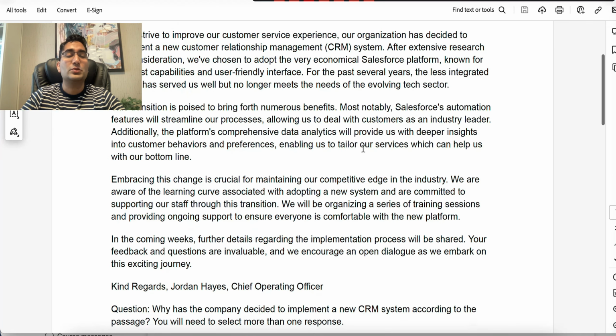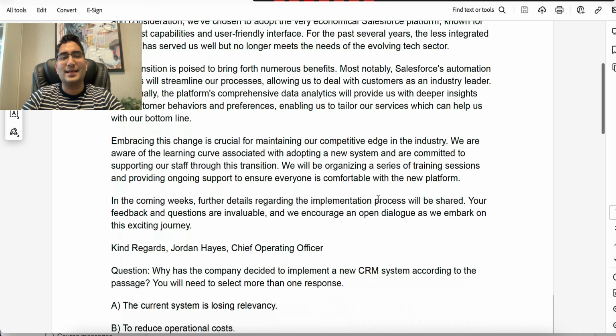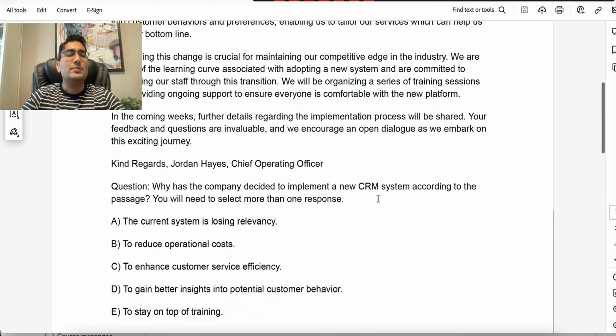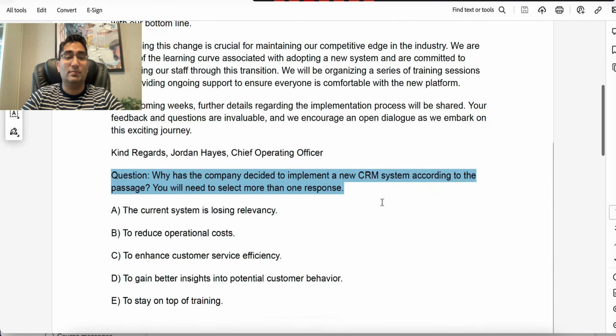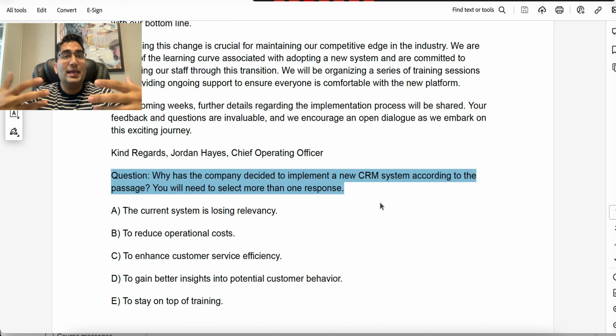Now I'm going to go to the next one and read it exactly in that way. Once I'm done, by this time, when I read the question, I'll have a very good idea of what the answers could be. I'll know exactly where to find them when I look at the multiple choice options. And I will also be able to find the answer without even going up. And that's, if you can do that, that would be amazing. And the question is asking, why has the company decided to implement a new CRM system according to the passage?